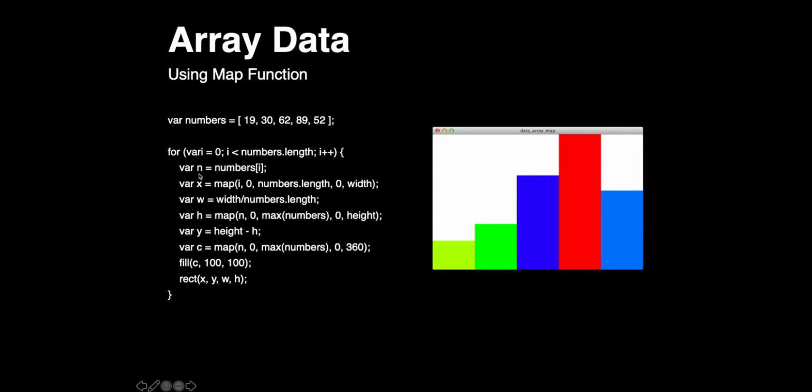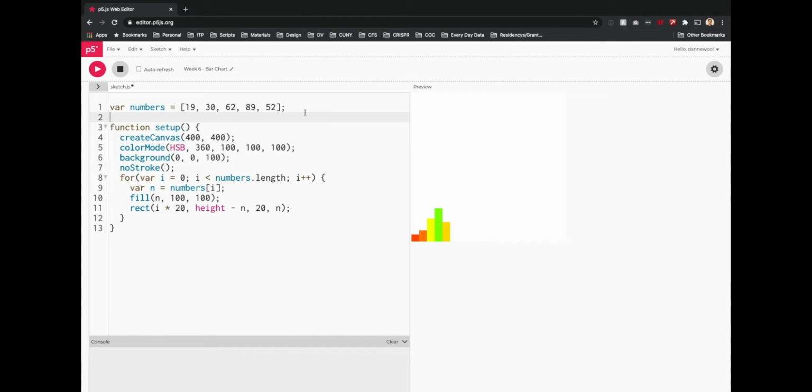And so we're going to create a variable for n, a variable for our x, and we're going to use the mapping function, a variable for the width of the bar based off of the total number of values in the array and the width of the canvas, a variable for our height, which is going to be using the mapping function as well. We can use a variable for y, which is basically just height minus h. And then we could use a variable for the color, for the hue, if we want to map it to be between 0 and 360. And then we just apply all those variables to the fill and the rectangle. Okay, so feel free to save this one and then duplicate it if you want to. I'm just going to work off of this one as is.